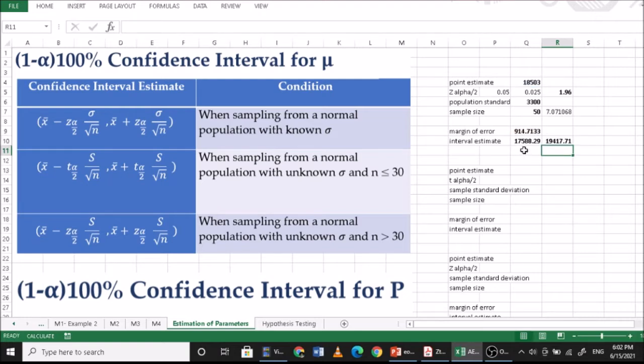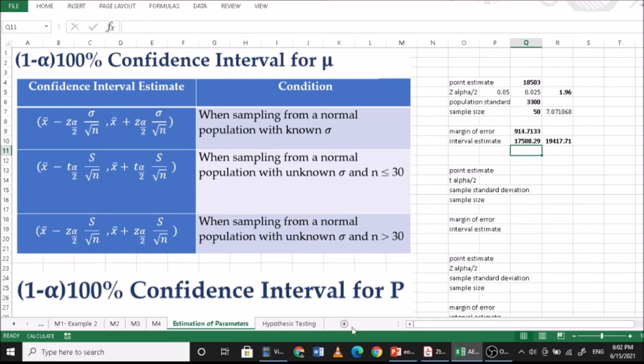Okay, and then you can also say that you are 95% confident that the true value of the population mean is between 17,588 to $19,417. Okay, so that's your conclusion.